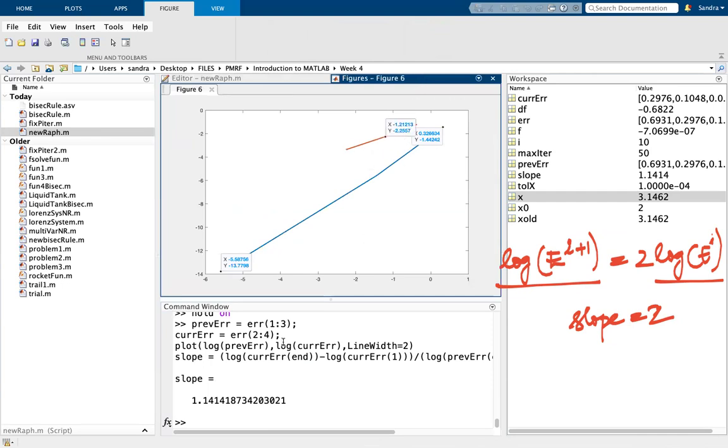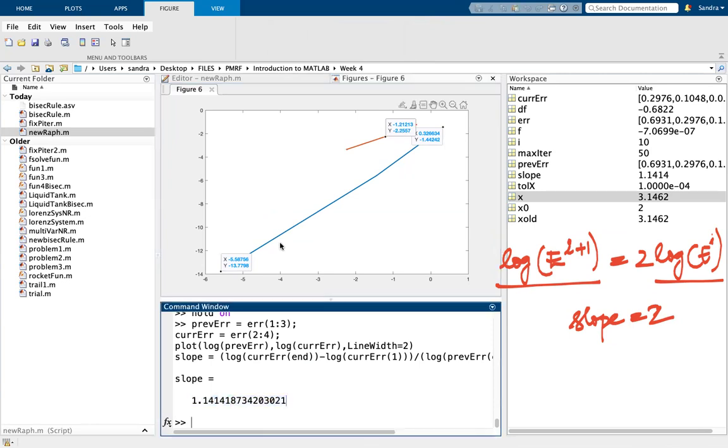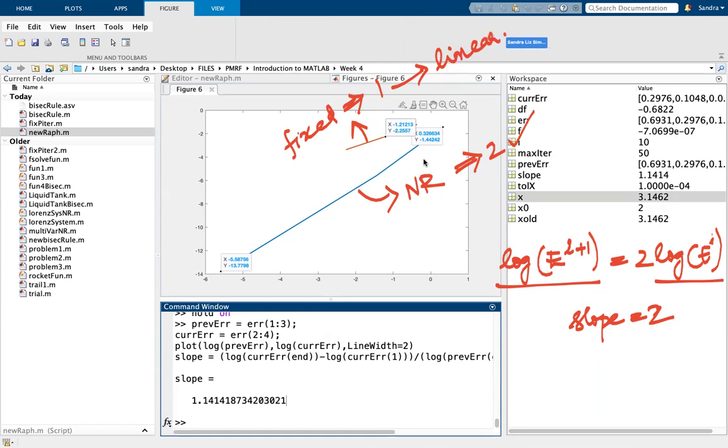So you can see the slope here is 1.14. It is less than 2. The blue line is for Newton-Raphson, and this line is for fixed point. You can see this has slope equal to 1 and this has slope equal to 2. This has quadratic convergence; you can see how fast the error is dropping, and this has linear convergence. Okay, I hope this is clear. Any more doubts? If not, let's move to the next topic.